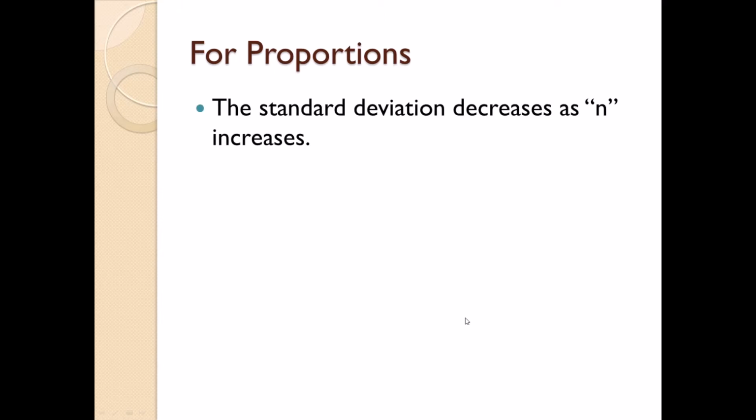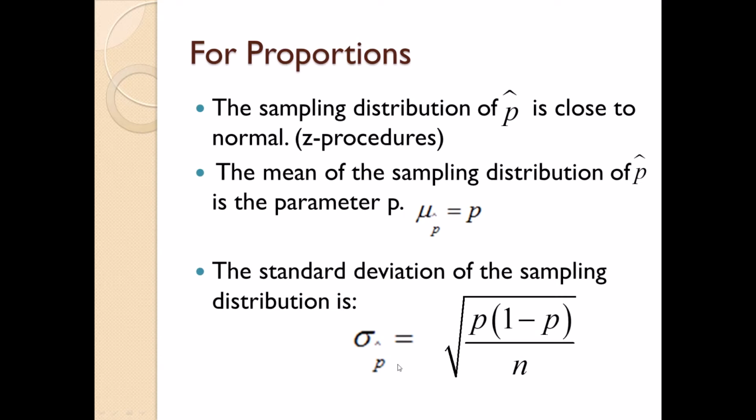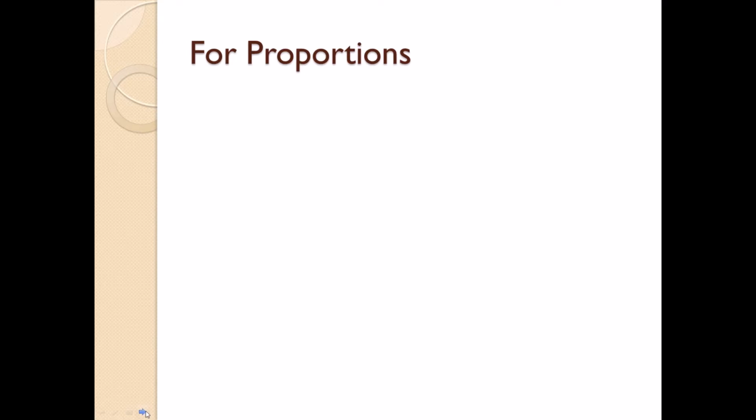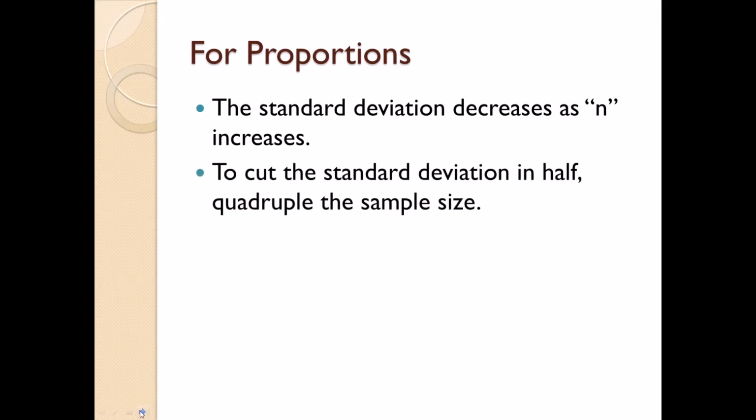So going back here, if this n increases, that means you're going to get more accuracy. This will get smaller as a whole, and so your spread will get tighter. So larger sample sizes are more accurate. Standard deviation decreases as n increases. So to cut your standard deviation in half, you quadruple your sample size.